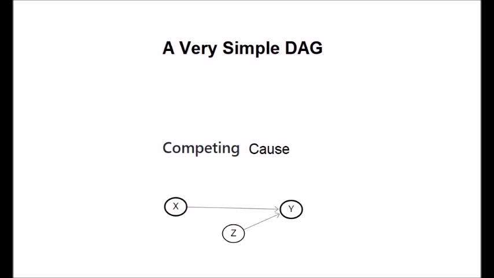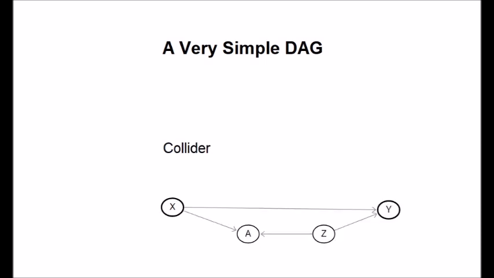In the next diagram, you can see that cause X is connected to effect Y. This is a causal relationship. But here you can see that X is also an ancestor of A, and Z is an ancestor of A, and Z is also an ancestor of Y. This is a very special case.